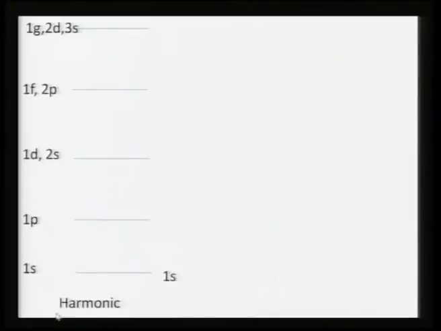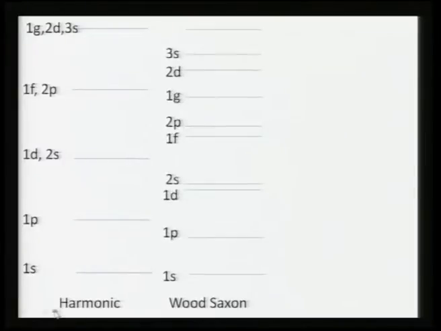Okay. So, these are the harmonic oscillator potentials. With the harmonic oscillator potential, these are the energy levels. This you remember? Yes, sir. 1s, then 1p, then 1d, 2s together, degenerate, 1f, 2p together, 1g, 2d, 3s together, that you can write easily. Okay. This is how the Woods-Saxon potential will look like.